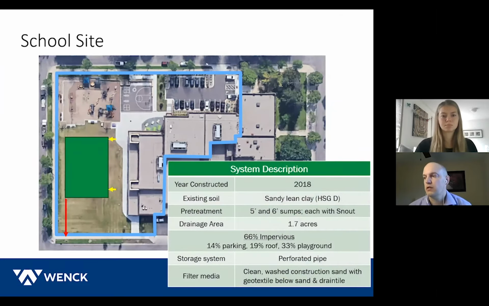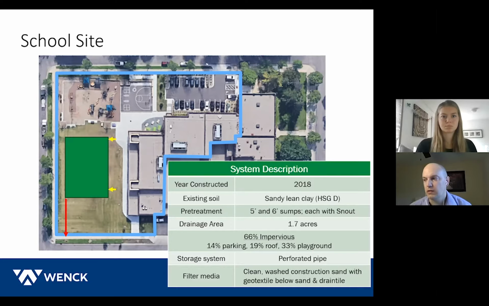Our second site is what we're calling the school site, and appropriately there is a school building on it. The portion of the building that is within this watershed was an addition to the existing school building. So that addition is plumbed, is directed to the underground system. So here we have about 1.7 acre drainage area, and you can see the splits there in terms of it's 66% impervious, but a pretty small portion of that is that parking lot. It's mostly playground and roof.